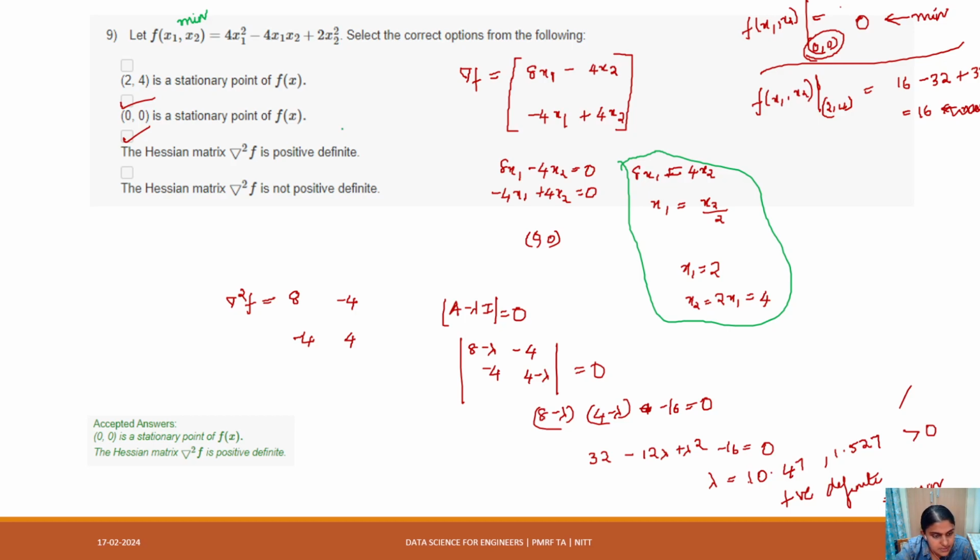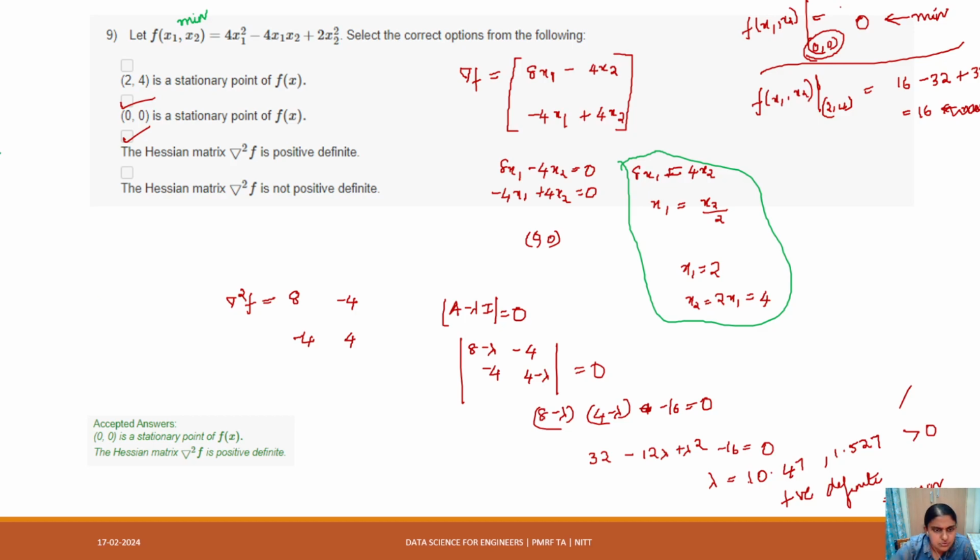So the accepted answer is 0, 0. You can find out the stationary point. If you are asked just what is the stationary point, and no other options are coming regarding the Hessian matrix, then you can give the two answers also.